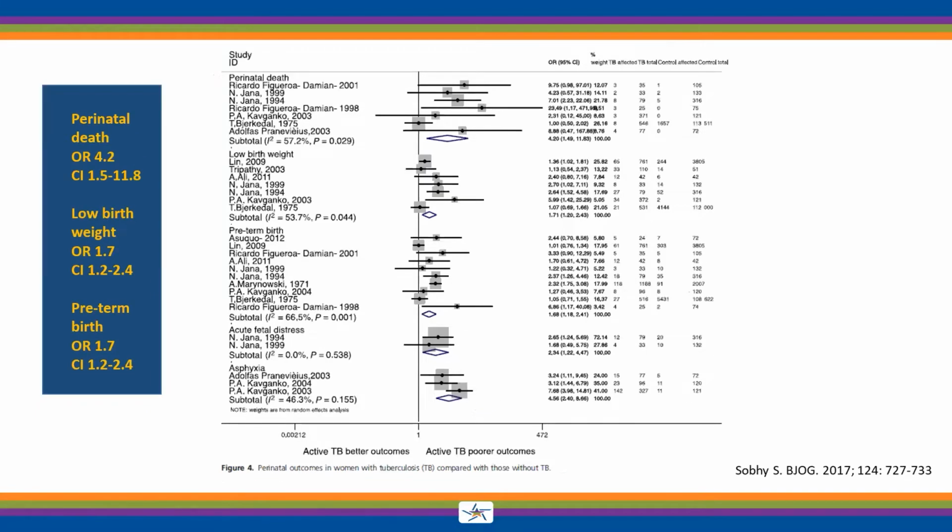This slide looks at the complications with baby, and you'll see perinatal death, low birth weight, and preterm birth listed there, with odds ratios of 4.2 and 1.7 respectively. There's also mention of acute fetal distress and asphyxia that did not meet statistical significance, but again, we would never want our babies to undergo those complications. So I think it's fairly clear that TB disease in pregnant women is bad for 2 patients, not just 1.